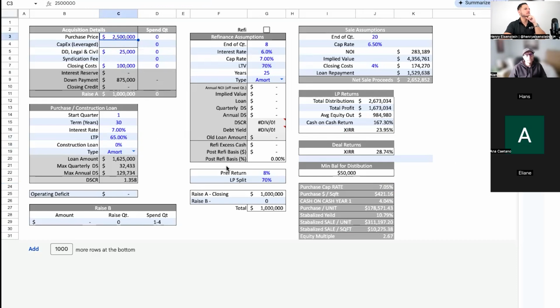Anybody have questions about this deal specifically? Let's just say we offered $4 million. I'm going to try to show you how we can make an offer at $4 million. Interest only at 4%, 75 LTV, it's $1 million down. Okay, so what's my cash on cash year one? Yeah, that's terrible.